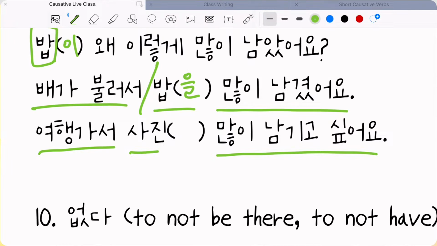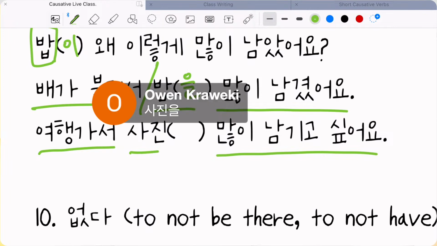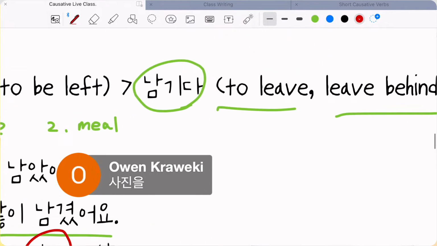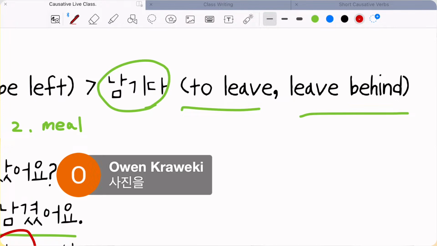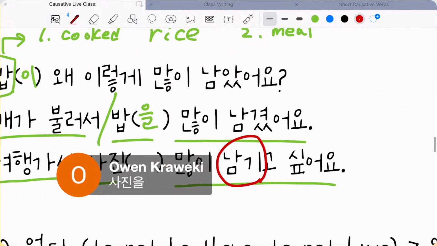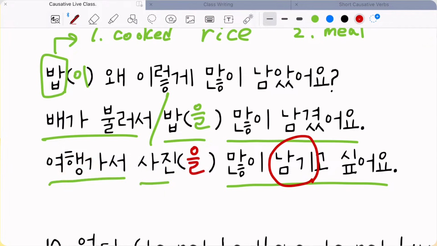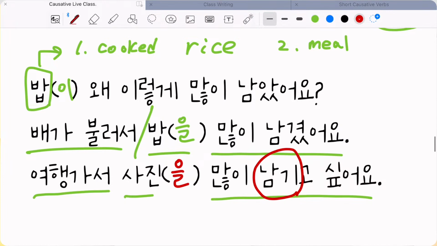그 다음에 여행 가서 사진 blank 많이 남기고 싶어요. 그렇죠. 사진을이 정답이에요. 사진을 많이 남기고 싶어요. Because it's used with causative 남기다. So 음식을 남기다, 사진을 남기다 means to leave behind the photos, as in to leave it for a good memory, for you to check afterwards. So 여행 가서 사진을 많이 남기고 싶어요. I want to basically make a lot of memories using photos.